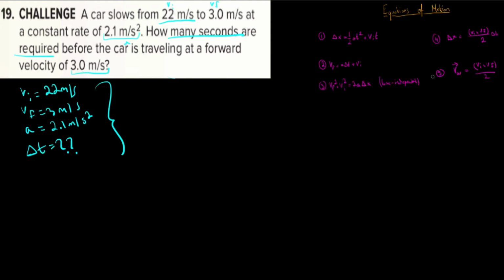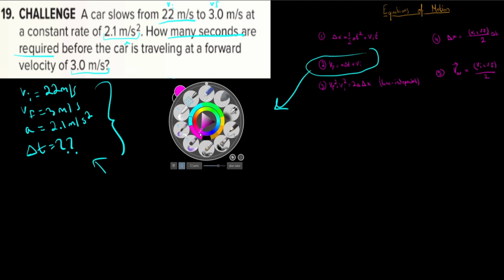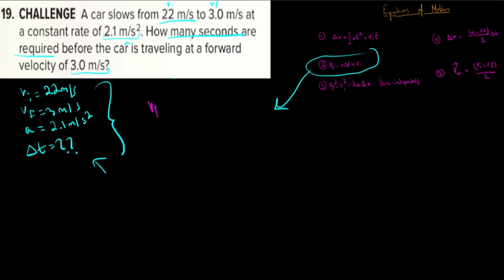So which formula will we use? We want to find the time, and we have acceleration, so we can use this formula over here. If you find another formula that you can also use, that's fine as well. You can use whichever you want. So I'm going to use this one right here, and let's solve it. So v final, I'm going to write it again, is equal to at plus vi. So v final here is 3 meters per second.